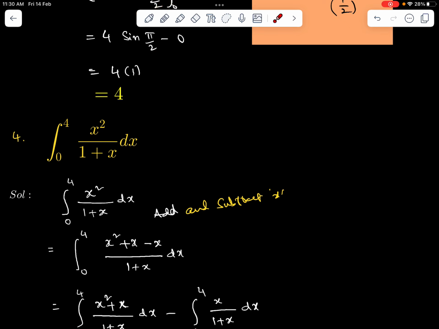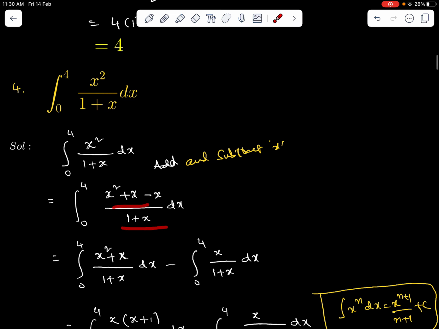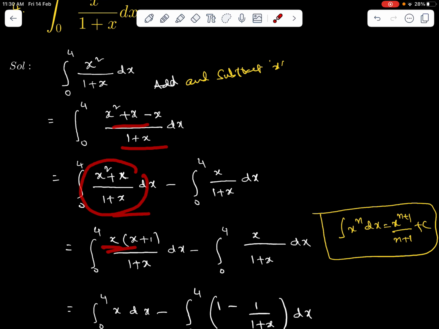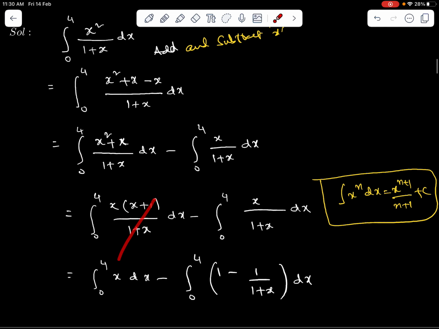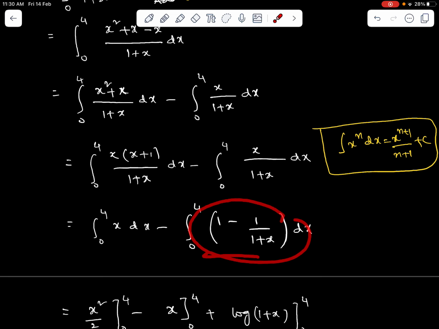Next, sum number 4: integral 0 to 4 of x square by 1 plus x dx. Add and subtract x. Okay. Therefore, x square plus x minus x by 1 plus x. X square plus x by 1 plus x. Take x as the common here. Okay. X into (x plus 1) by (1 plus x). Cancel here. Therefore, x by 1 plus x. You can write x by 1 plus x in the form of this. You can use partial fractions also here. Therefore, 1 minus 1 by (1 plus x).